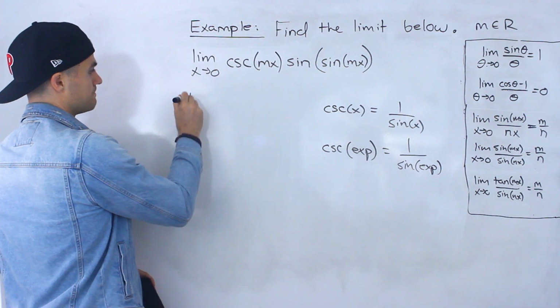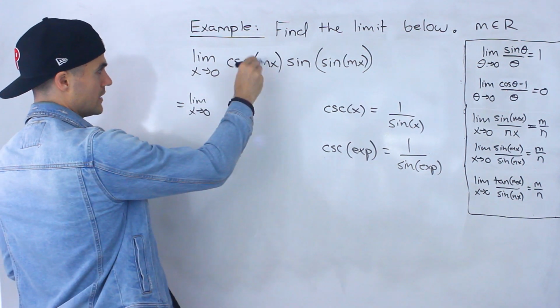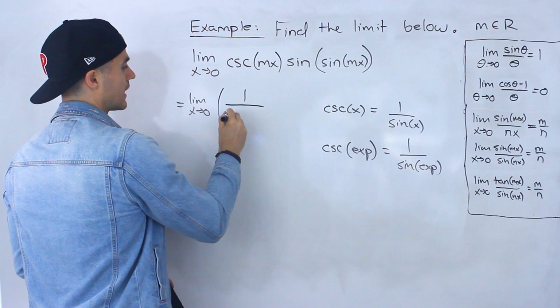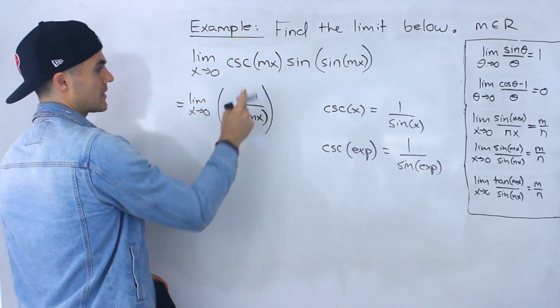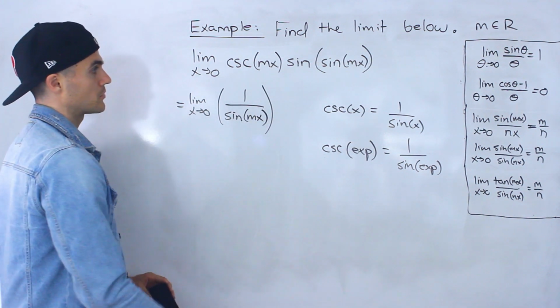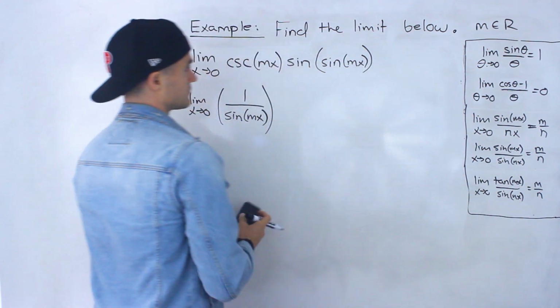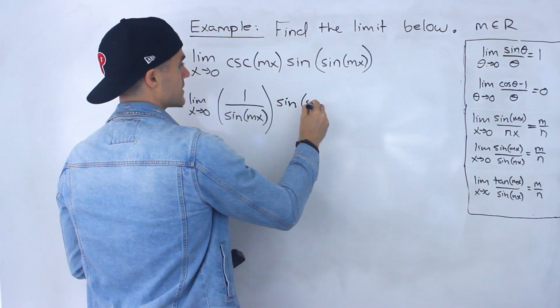So knowing that, I'm going to take this here and rewrite it as 1 over sine of mx. Right? Cosecant mx is the same as 1 over sine of mx using this property here. And then this sine of sine mx, I'm going to just keep as is.